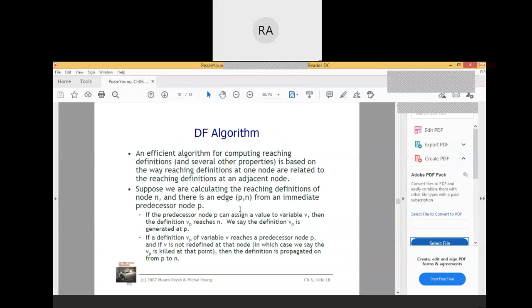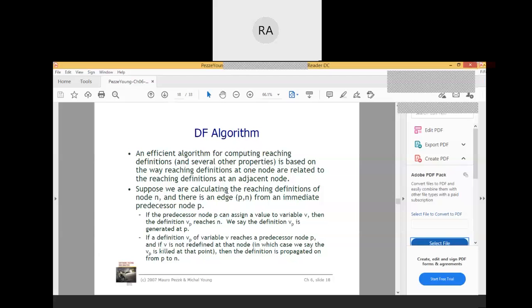It is basically based on how the reaching definition at one node is related to the reaching definition at an adjacent node. You know about adjacency: consecutive nodes, or nodes existing immediately beside the node under study. Suppose we are calculating the reaching definition of a node n, and there is an edge p comma n from an immediate predecessor node p.